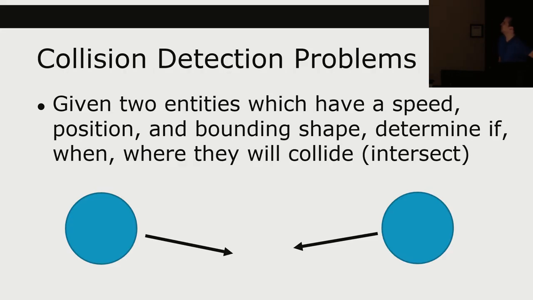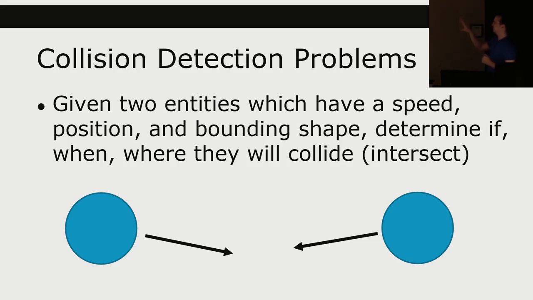So, collision detection problems. One of the problems would be, given two entities which have a speed, or velocity in our case, position, and bounding shape, determine if they will collide, when they will collide, or where they will collide, or maybe all three. So that is one problem. If you have these two things with these properties, will they collide in the future?